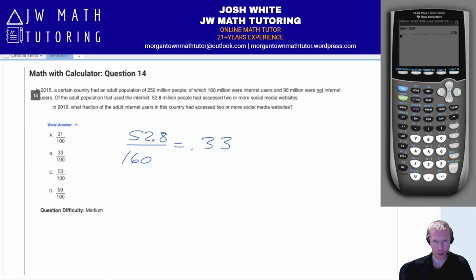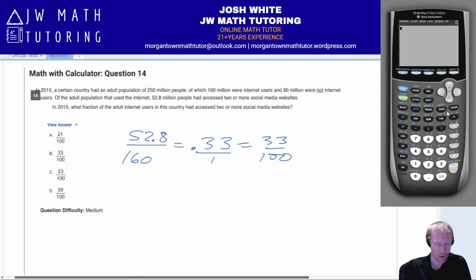So this fraction now has to be reduced down or simplified. It comes out to 0.33, but notice all the answers are in fraction form, not decimal form. So we can just turn this into a fraction. If you don't recognize it, it's basically 33 out of 100. You move the decimal over twice because it's really like this over 1. Or if you have a graphing calculator, like a TI-84 or any of the newer TI graphing calculator models, we could do this.